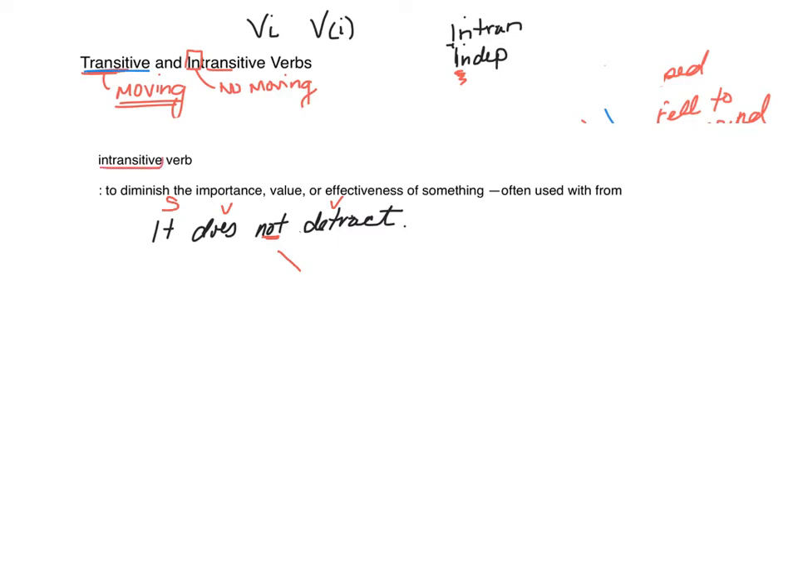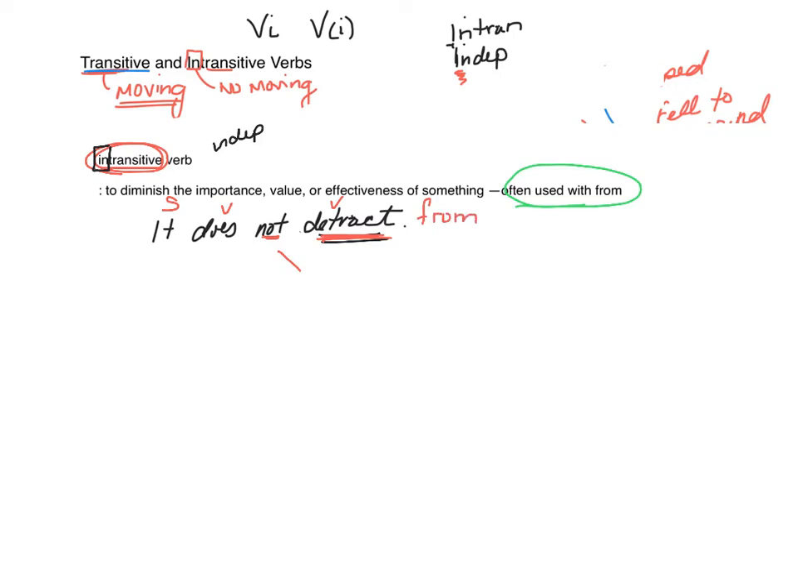Well, what kind of verb is it? It is an intransitive verb. An intransitive verb, I always remember, the I stands for independent. Is this a complete sentence? And the answer is yes. That is just fine. Now, if you notice, this definition also gives you something here on the end. It says it's often used with from. What they're telling you is this particular verb has one preposition that it really likes, and that is from.